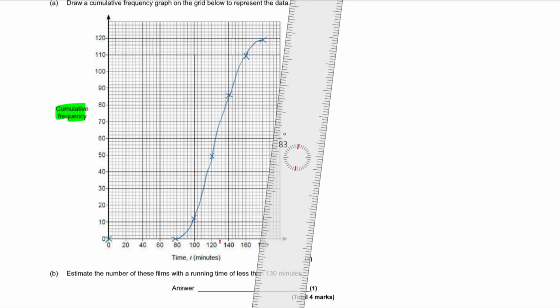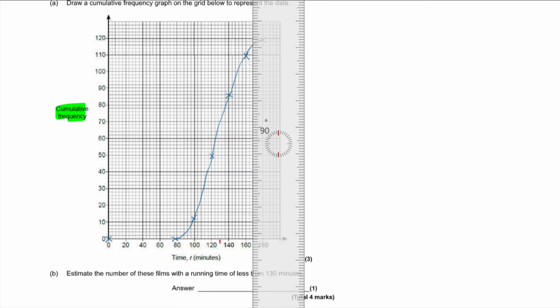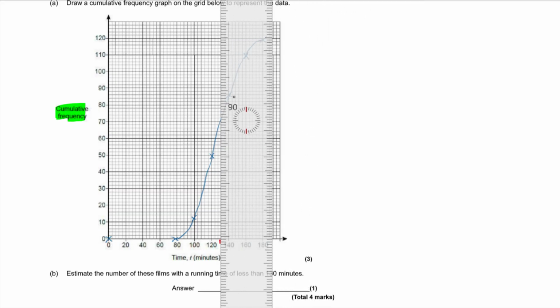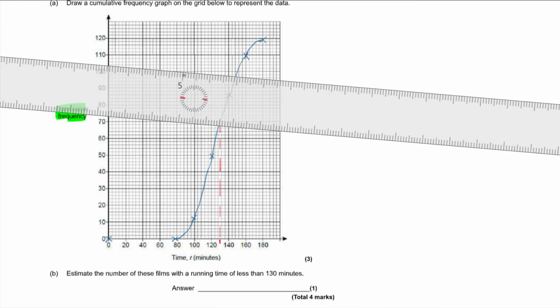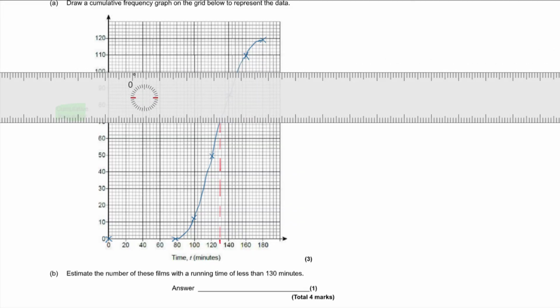Okay, so reading up with my ruler from that little mark up to the line. It's good to show method by drawing this line on. Okay, when you get to the curve, change direction.